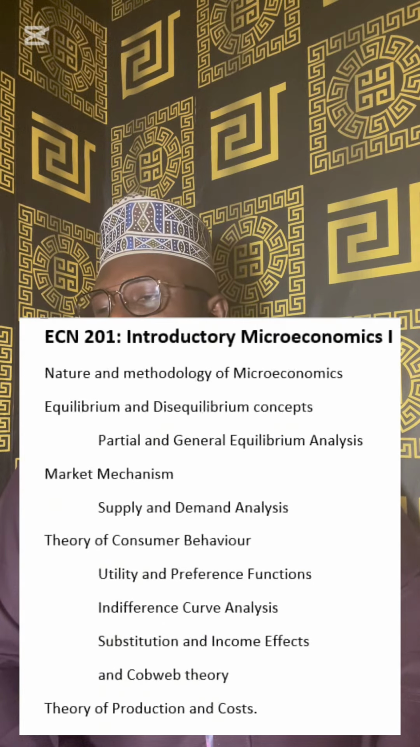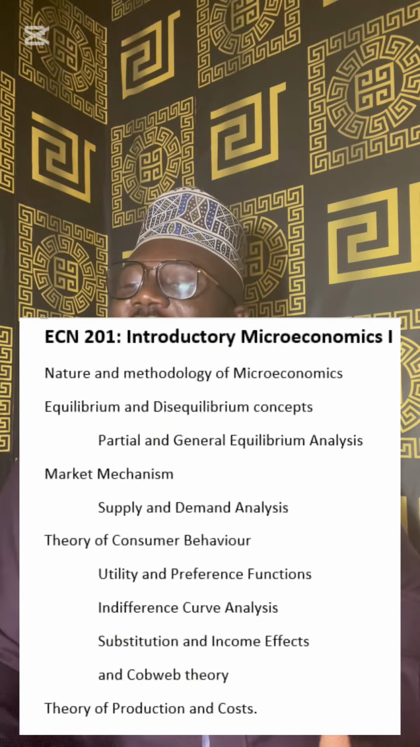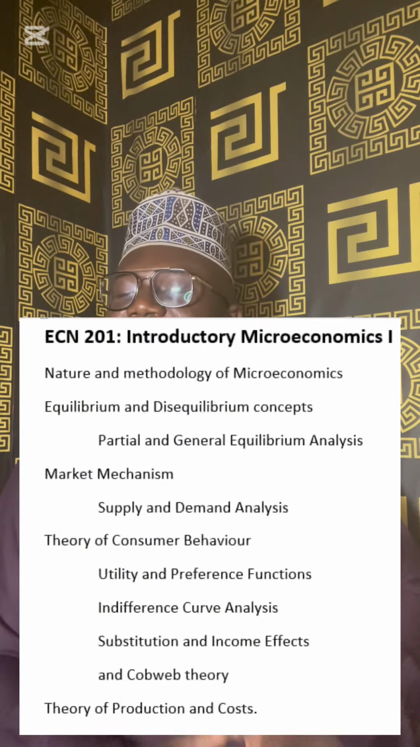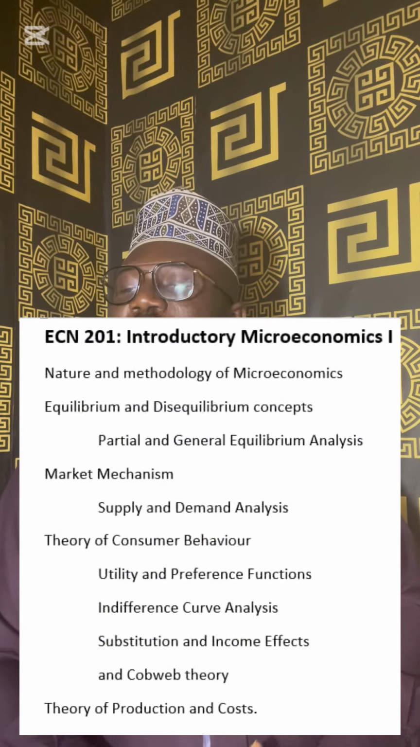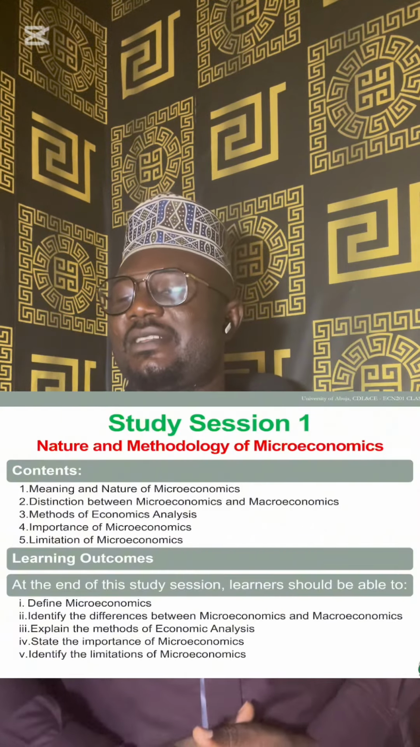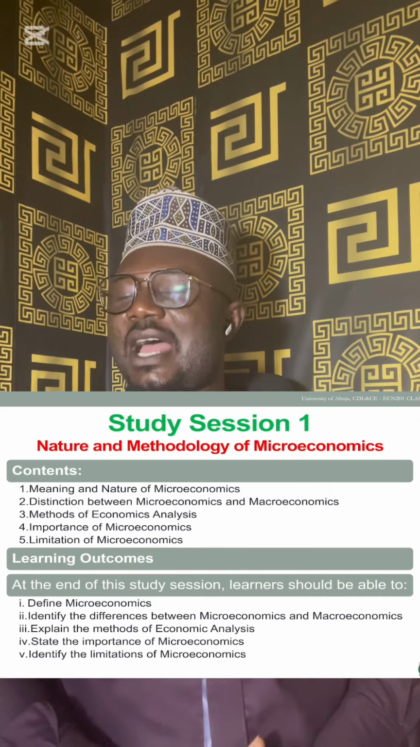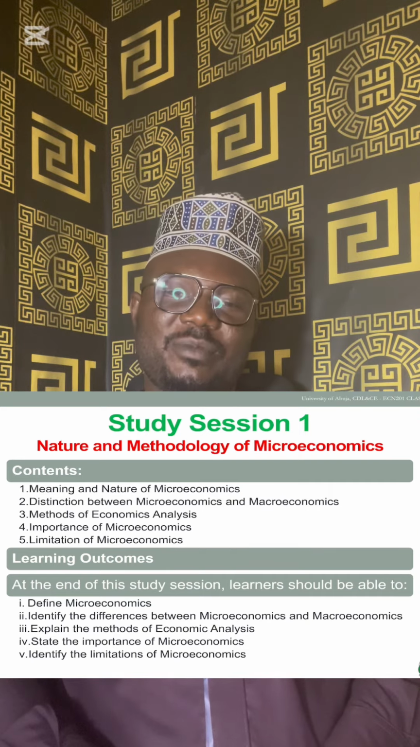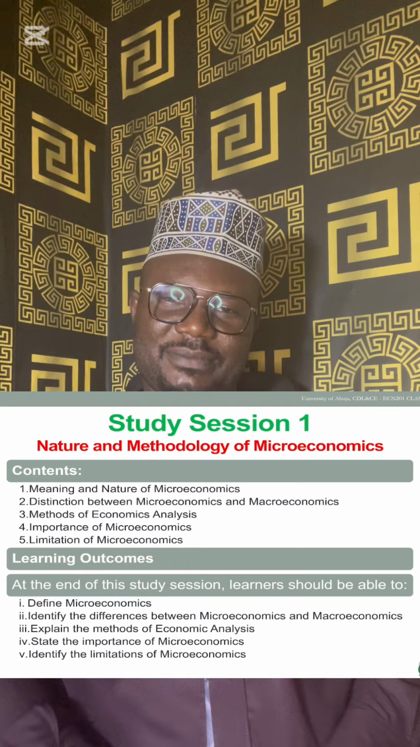Then last but not the least, theory of production and cost. That's number 5. This one is the main topic now, not Roman figure 5: 1, 2, 3, 4, 5. This one is theory of production and cost.